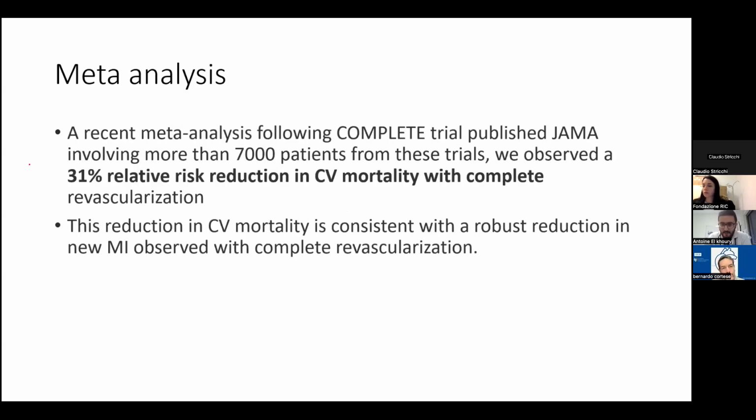So after the COMPLETE trial, they did a meta-analysis. A meta-analysis is a study that includes multiple studies, and they had 7,000 patients in that study, and they concluded that complete revascularization had a 31% relative risk reduction in cardiovascular mortality. And we'll see why after complete revascularization we have this drop in mortality. We'll discuss this later on in this presentation.